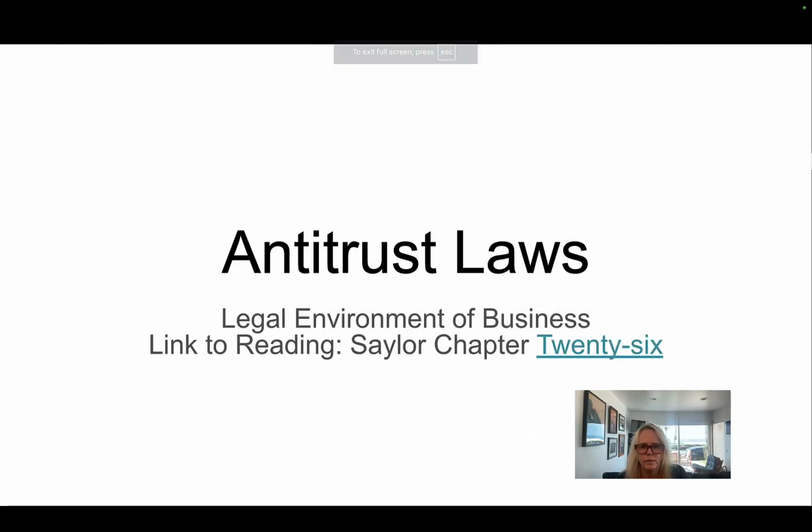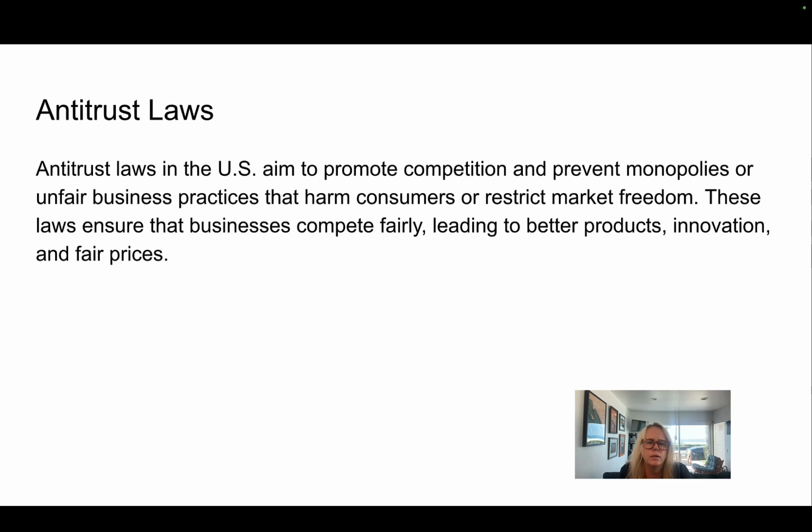Okay, antitrust. This is a big one. Antitrust laws in the US are designed to promote competition and prevent monopolies or unfair business practices that harm consumers and restrict market freedom. These laws ensure that businesses compete fairly, leading to better products, innovation, and fair practices. Lots of slides here, and I have a ton of examples that hopefully will help this material sink in a little bit.